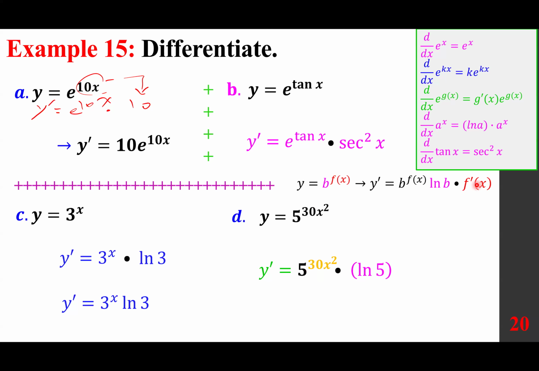Since the base is not e, you need natural log of that. And then f prime of x, because this is a function of x, you need the derivative of 30x squared, which is 60x. And you just rewrite it. The methodology is normally to put these two together in the following manner. 60x times ln 5, put it in front, 5 to the power of 30x squared. That's how we do that.